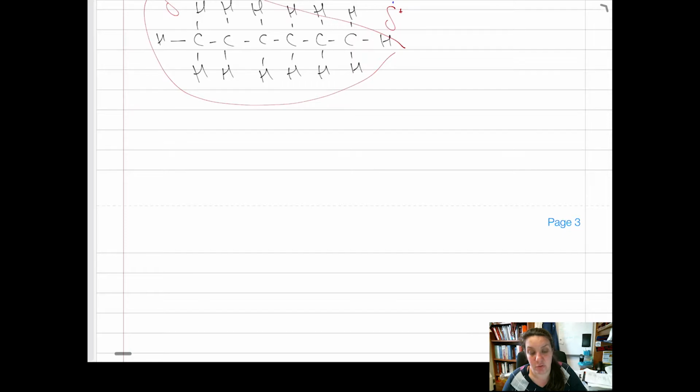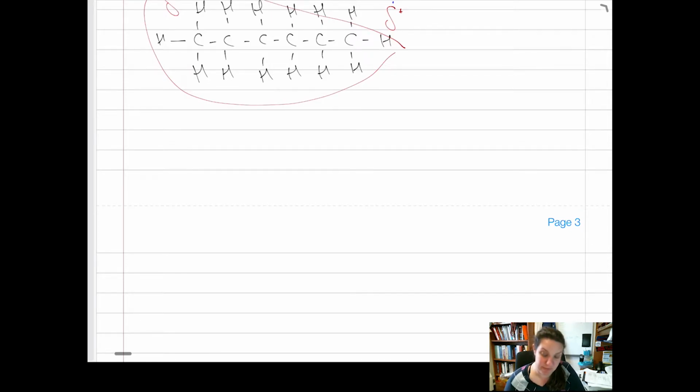And with a dipole, the greater the difference in electronegativity, the greater the dipole, the greater the difference in area. So the charge distribution, the further you can get that charge distribution, the greater the dipole as well. Okay.